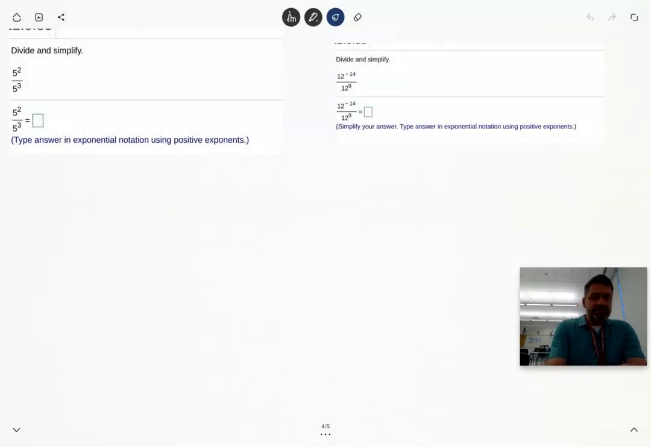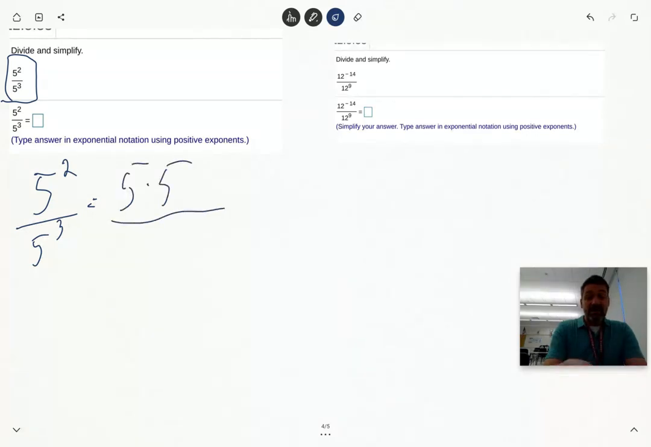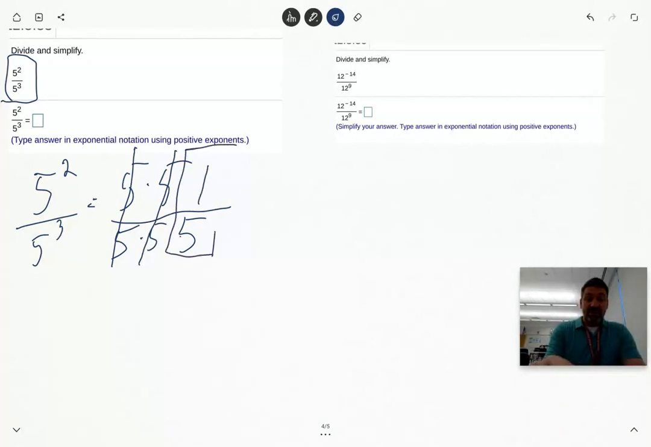Okay, so division. If I have 5 to the second power divided by 5 to the third power, that's going to look like this. 5 to the second would be 5 times 5. 5 to the third is 5 times 5 times 5. And as we recall, anything in the numerator and the denominator cancels out if it's the same. So 5 over 5 cancels, 5 over 5 cancels. So this simplifies to 1 over 5 as our answer.